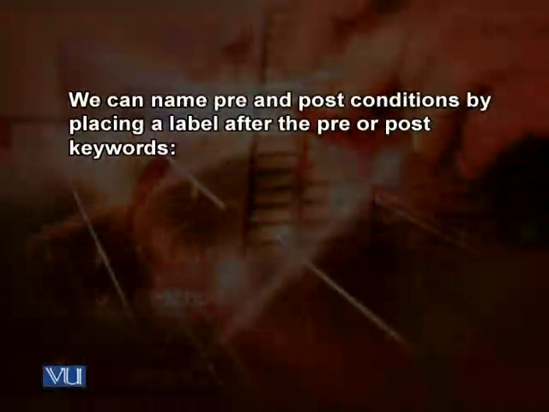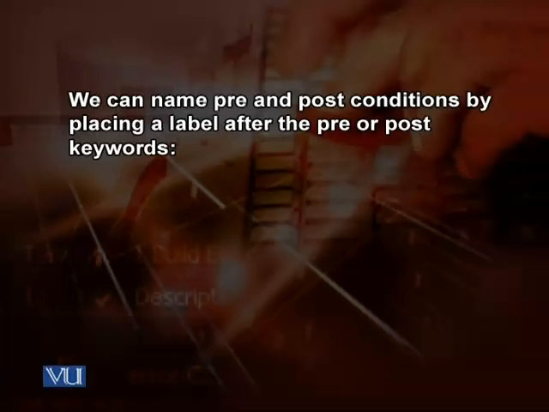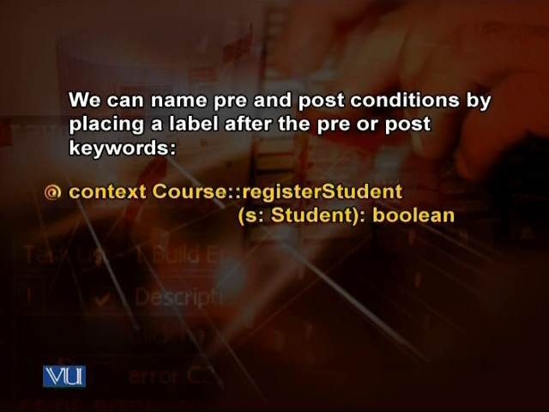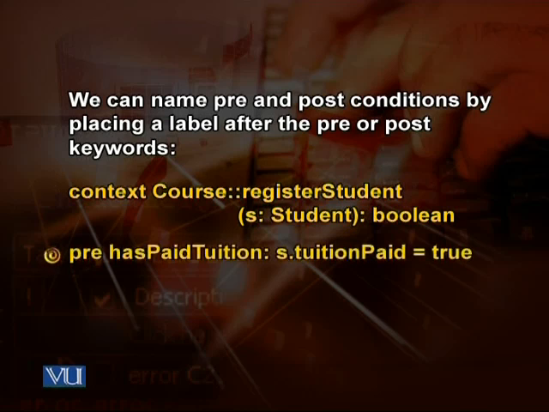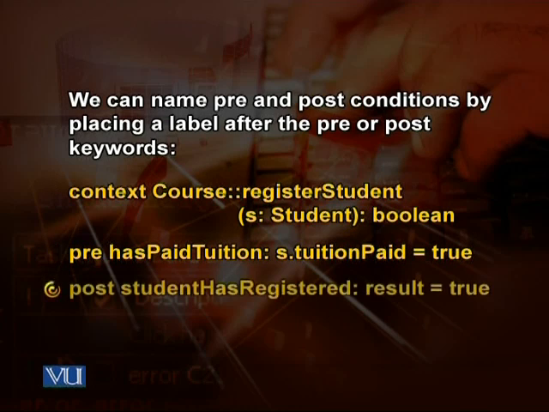Just showing how we can do it with the help of OCL. Let us look at another example. Now we can also have invariants. So we can name precondition and postcondition by placing a label after the pre and postcondition keyword. So the precondition, now we give it a label, has paid tuition, and postcondition, student has registered.